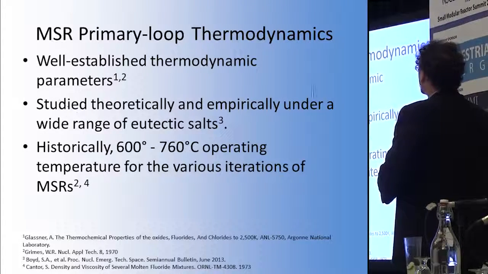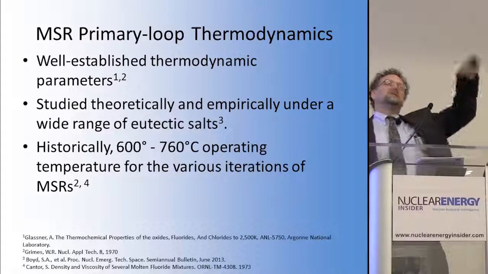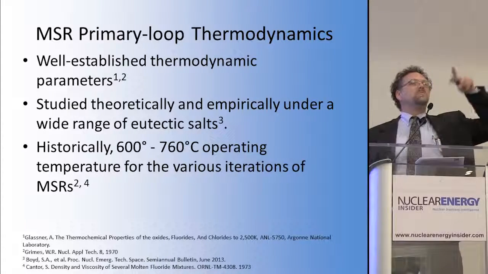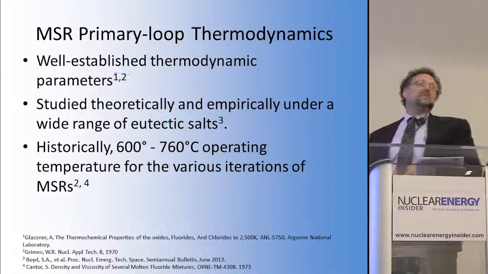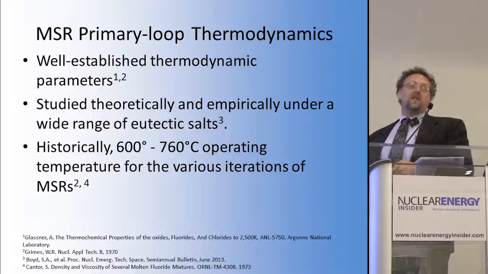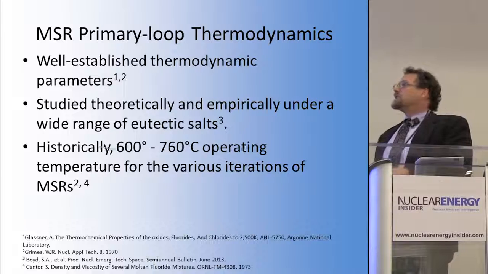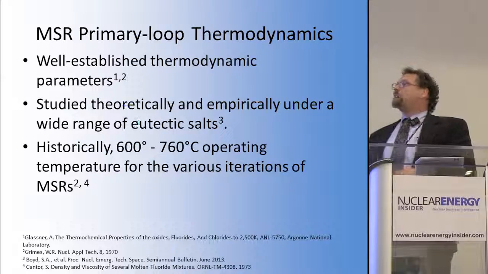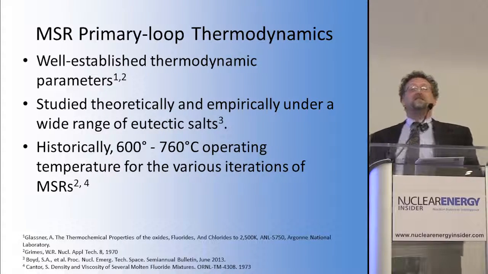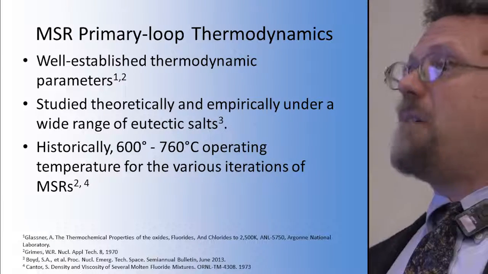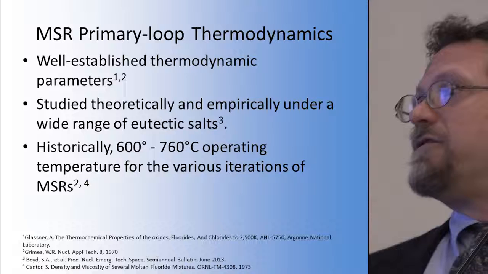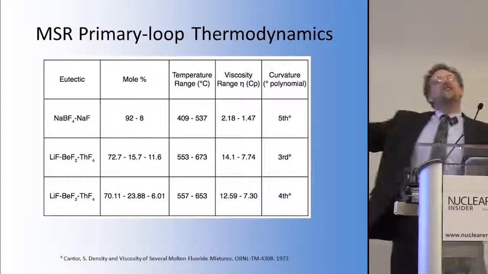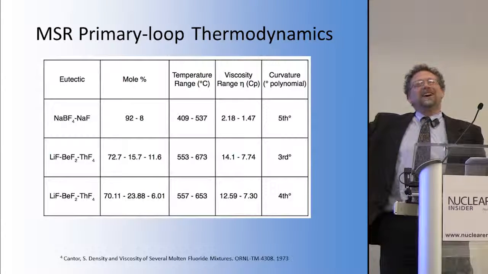So let's start by talking about the primary loop. That's the actual loop which has the fissile fuel in it. These are very well-established thermodynamic parameters over decades, studied theoretically and empirically under a wide range of eutectic salts. And I'm going to talk about those salts in just a second. This is about the heating range of various iterations of molten salt reactors. And I'm going to refer to this table a couple of times.